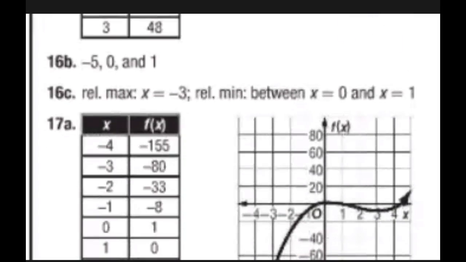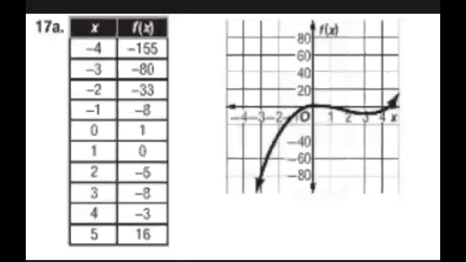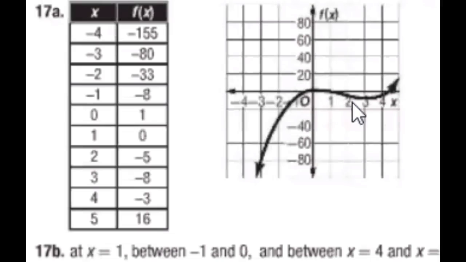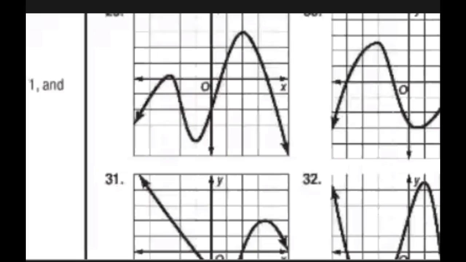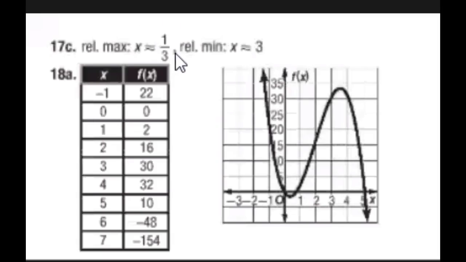Okay, and then we jump down to 17. So in 17, this graph was a little bit more unique. It's sort of flatlined in here. You had a root at 1, between -1 and 0, and between 4 and 5. And then for part C, you had a max at 1/3 and a min at 3.